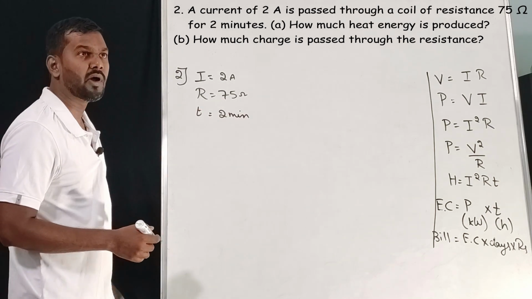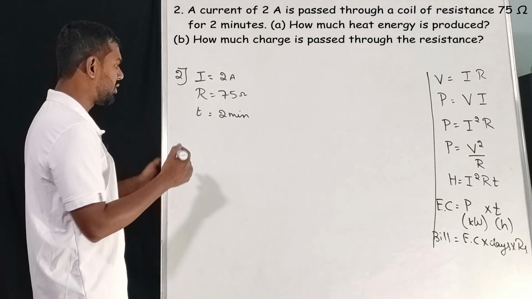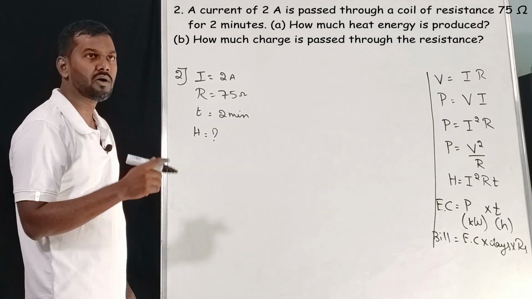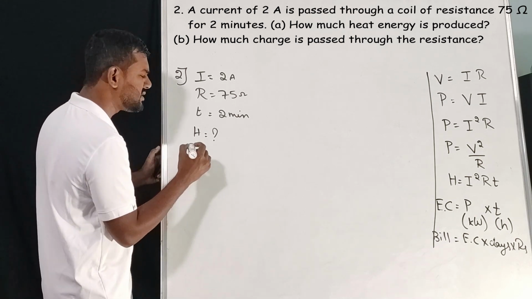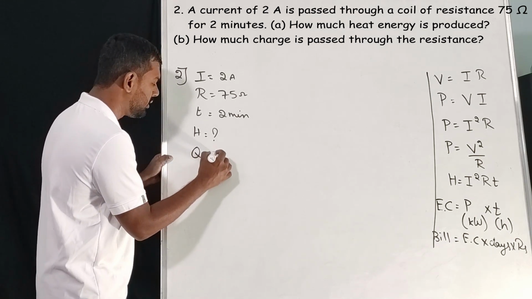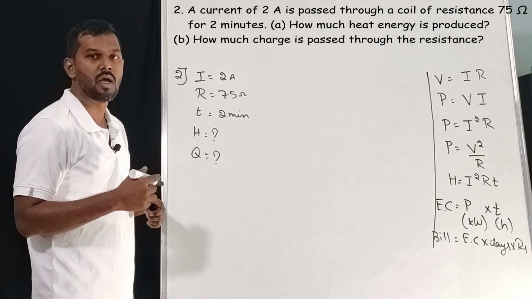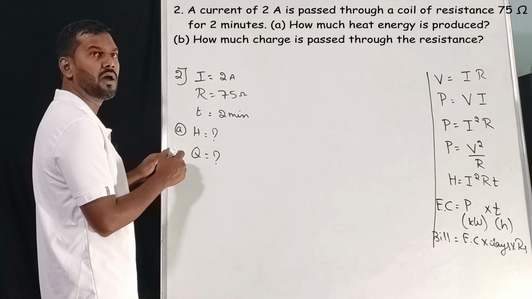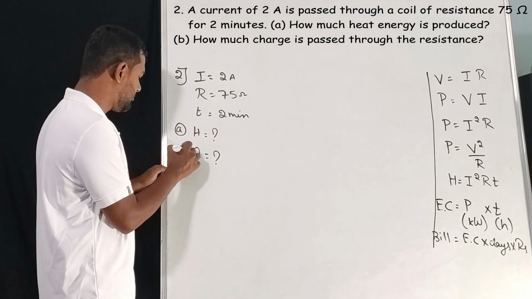Okay, now we have to find how much heat energy is produced. H we have to find, and how much charge is passed. Charge is nothing but Q. This we need to find. Now we'll go for the first sub question. This is A, okay, this will be B.